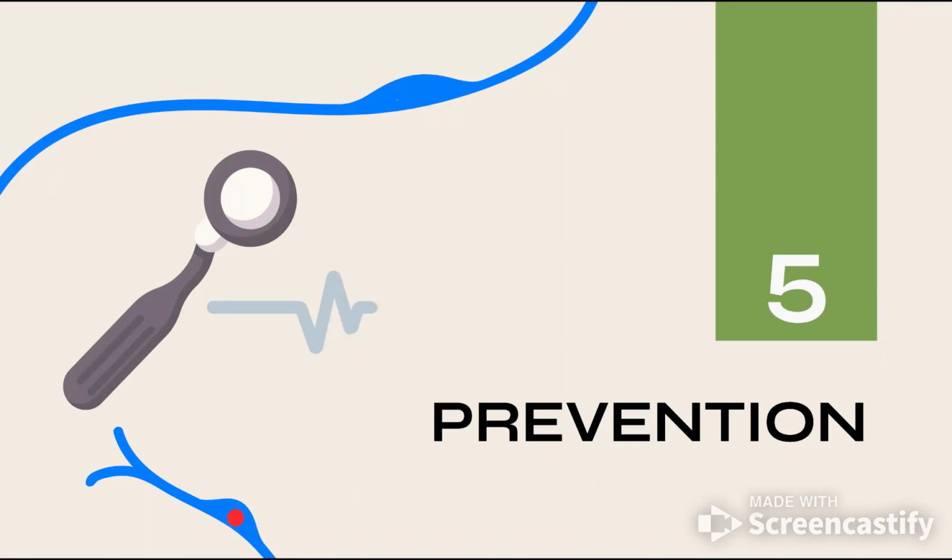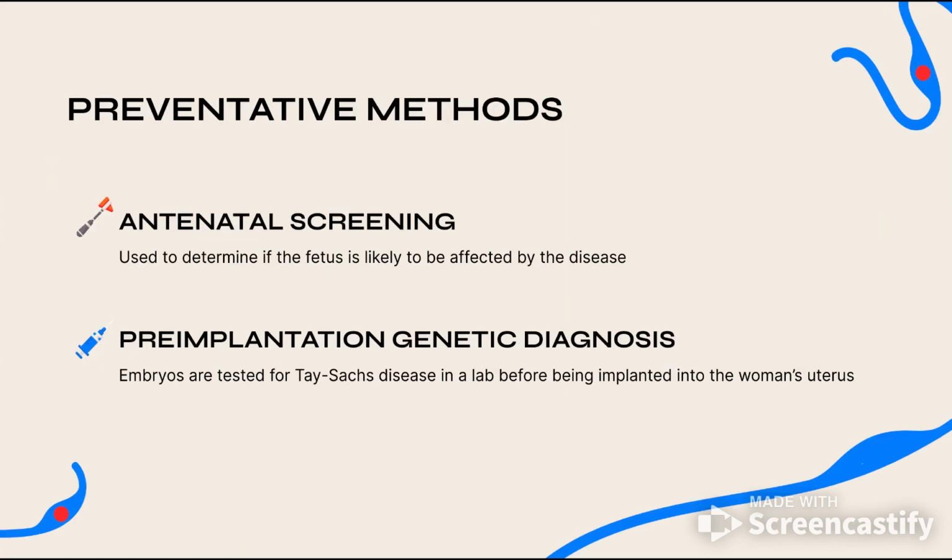Prevention. If both parents that are expecting a child are known to be genetic carriers of Tay-Sachs, there is a 25% chance that any of the children will be affected by the condition. Antenatal screening can be used to determine if the fetus is likely to be affected by the disease.